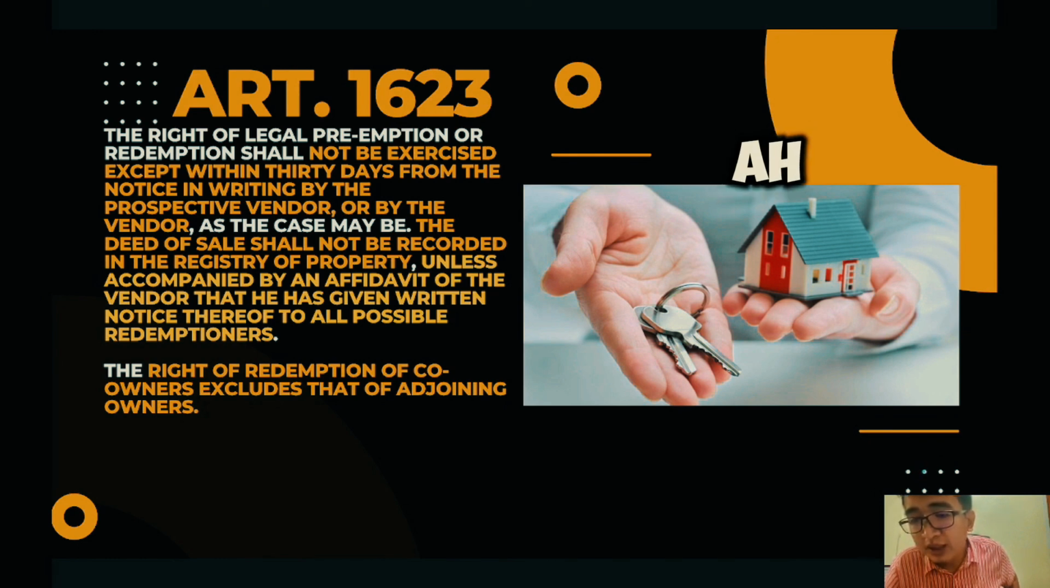Ibig sabihin, let's say for example, A sold his share in this one. So gustong i-exercise ni D tsaka ni E yung right of redemption nila. Hindi pwede. Why? Because right of redemption of B and C, yung other co-owners ni A, excludes the right of adjoining owners. So kumbaga, yung co-owners, they will exclude the adjoining owners. That's the limitation. Okay, and that is Article 1623, and that finishes our topic.